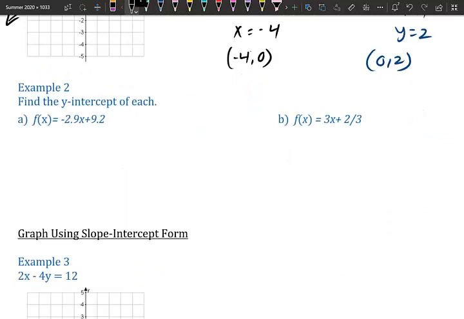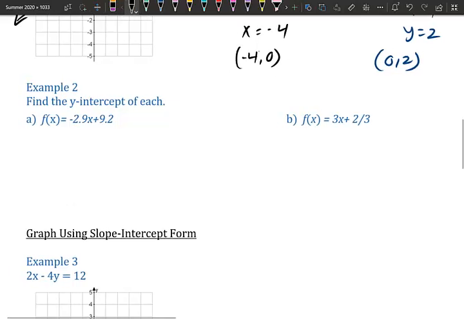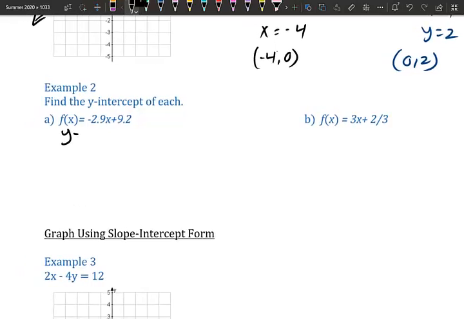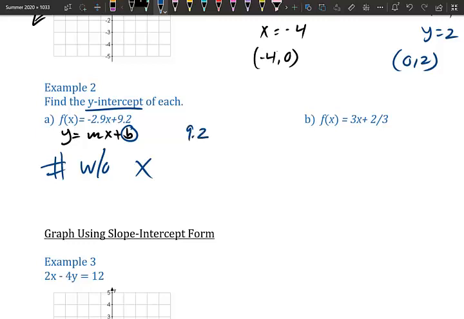Alright, example 2, let's find the y-intercept of each of these. So when it's in this form of f of x equals number x plus number, that's the same thing as y equals mx plus b. So we know the b is the y-intercept. So the number without x, that's the y-intercept. So that number is 9.2, so the y-intercept is 0, 9.2.